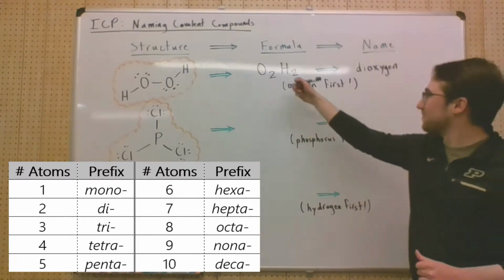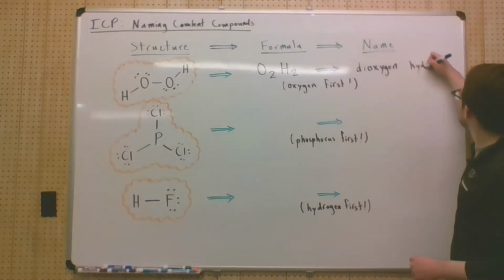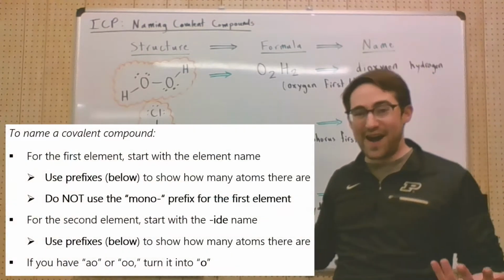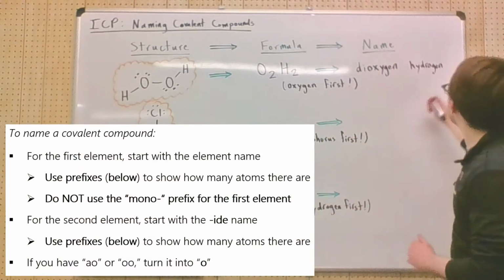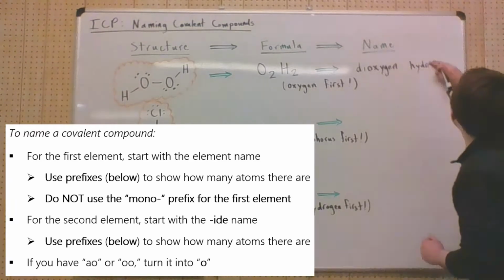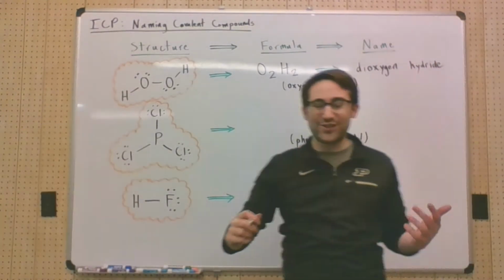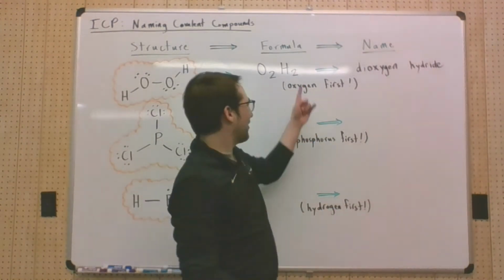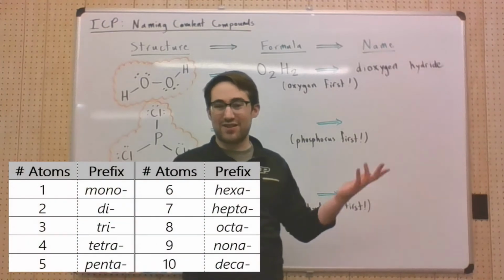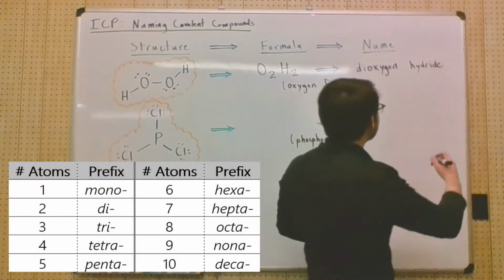The second part, I'm taking hydrogen, but I have to chop the end off and make it IDE. So hydrogen is going to become hydride. Okay, and I also need to write and show if there's a number of hydrogens in there. In this case, there are 2. So again, the prefix for 2 is di, so I want to put di in front of that one also.